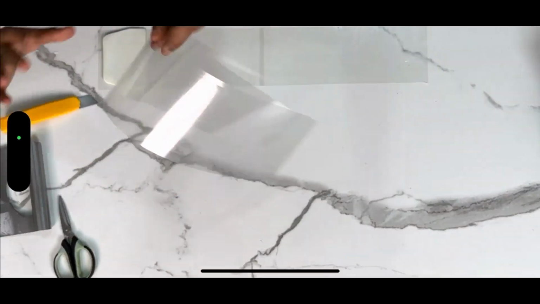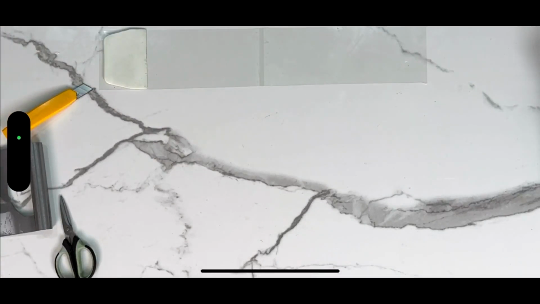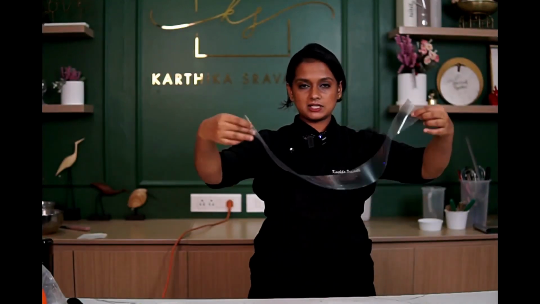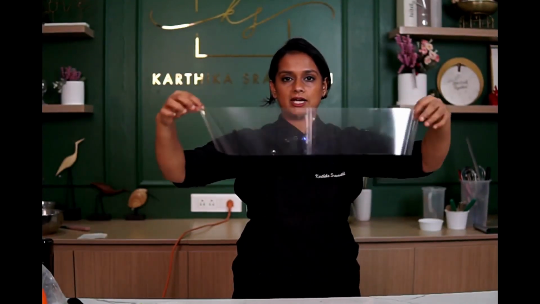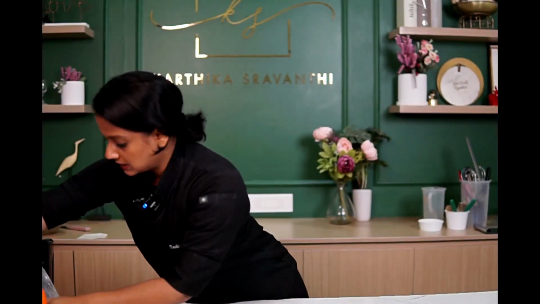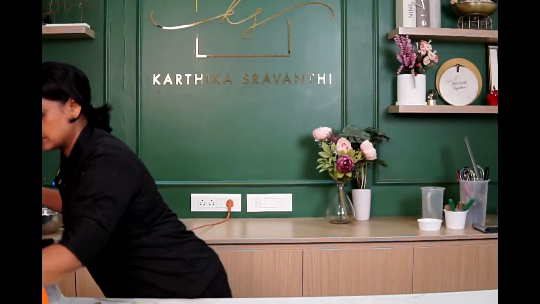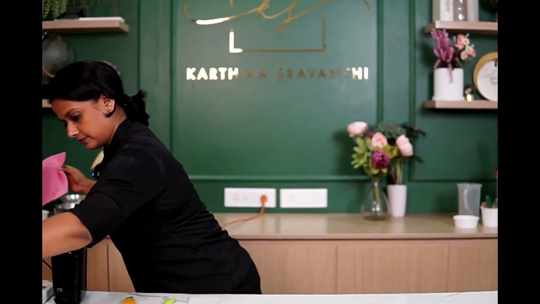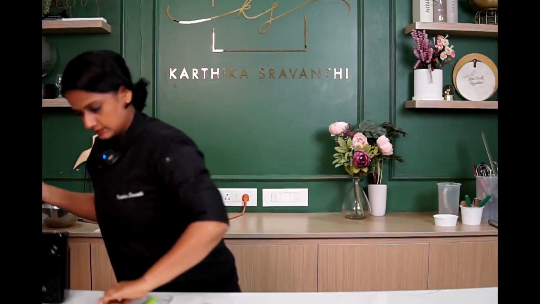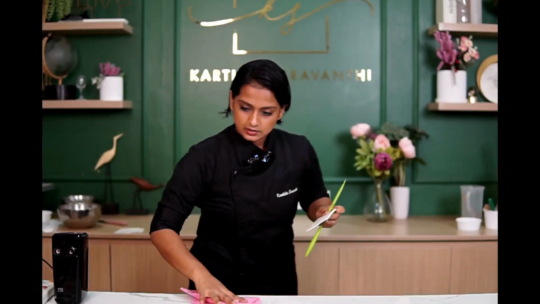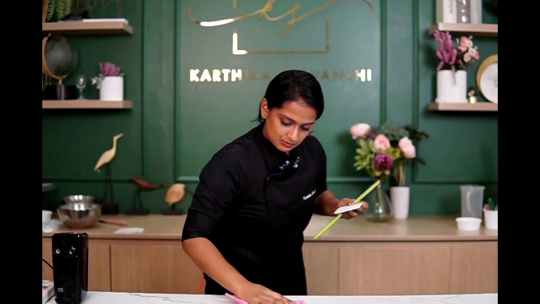Okay, I have taken this part out which I don't want, and now I have a thin sheet of acetate which I can wrap around the cake. Okay, this is ready now. Now I'm going to clean my station, and I'm going to melt some white compound.